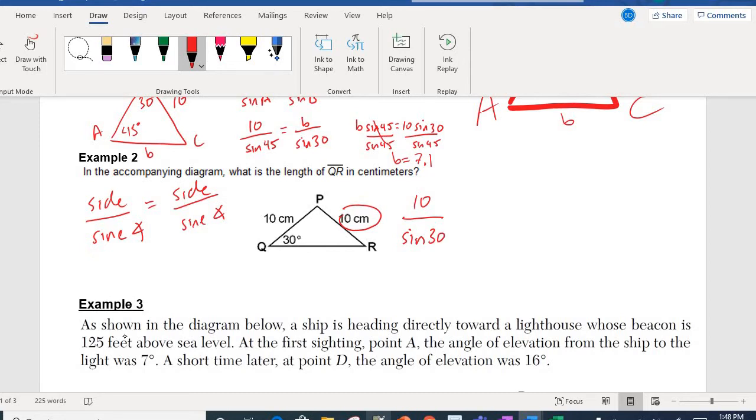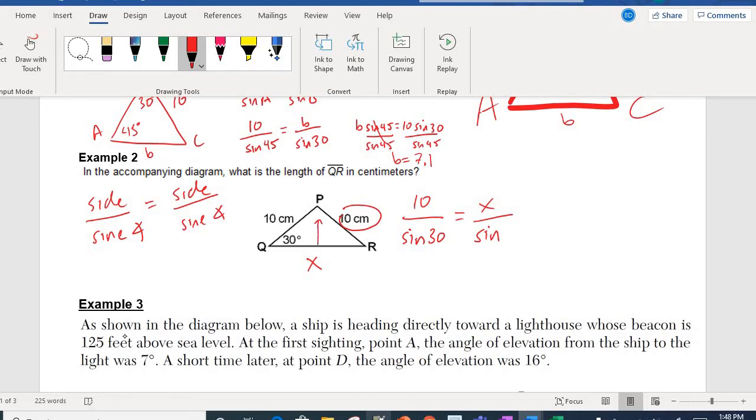Now, what do they want? They want side QR. So I'll call that X. So that's going to be the side, and now over the sine of the angle. All right, so here's our problem. We don't know the angle that's across from the X. That would be angle P, by the way.